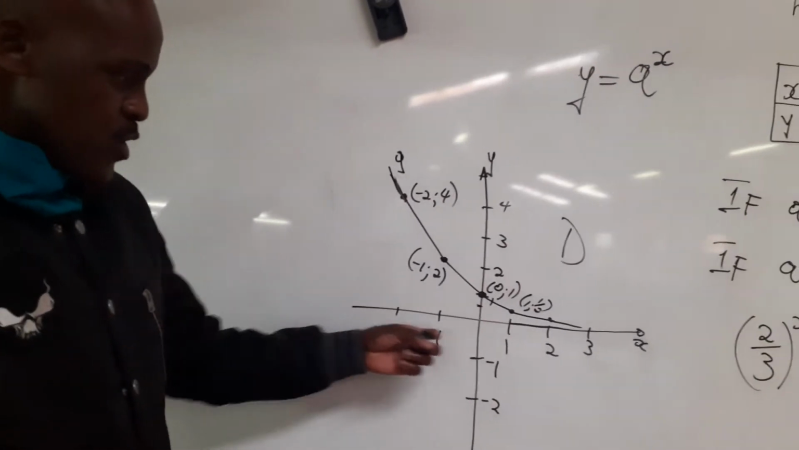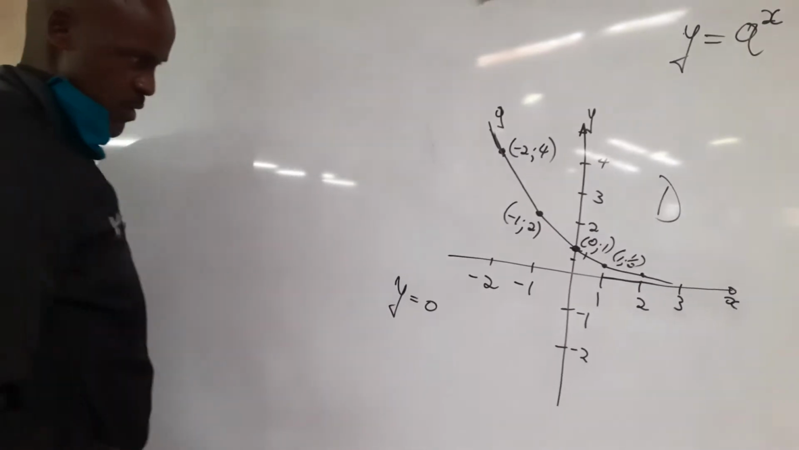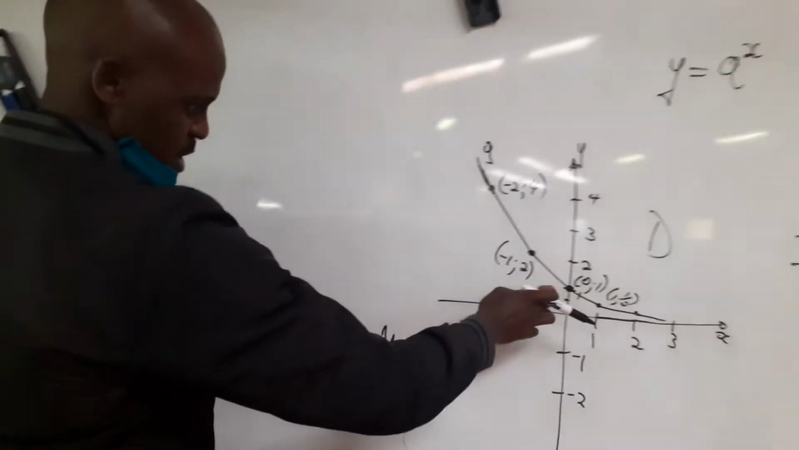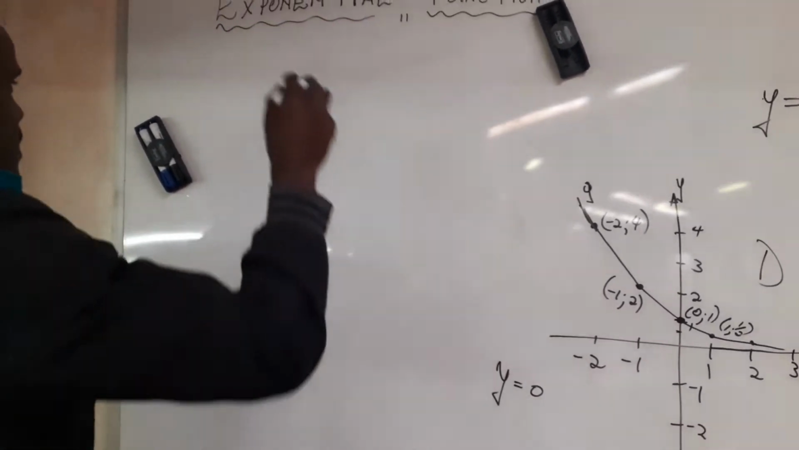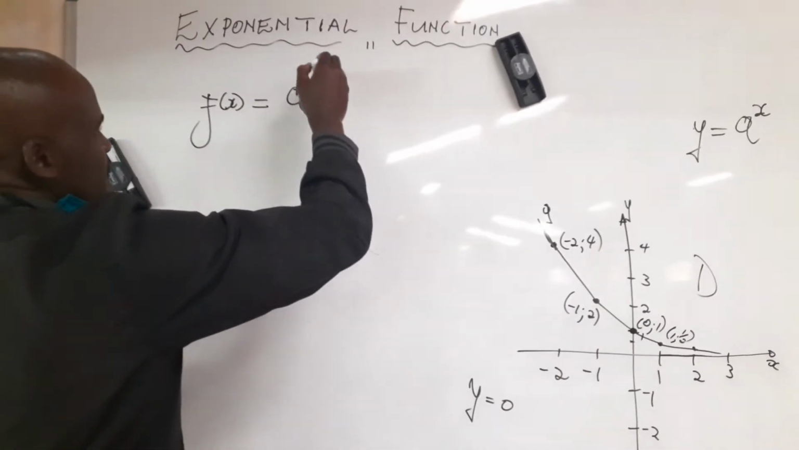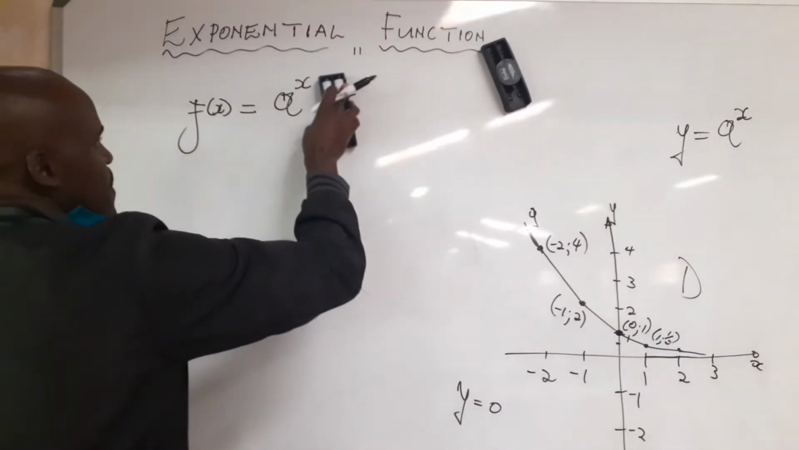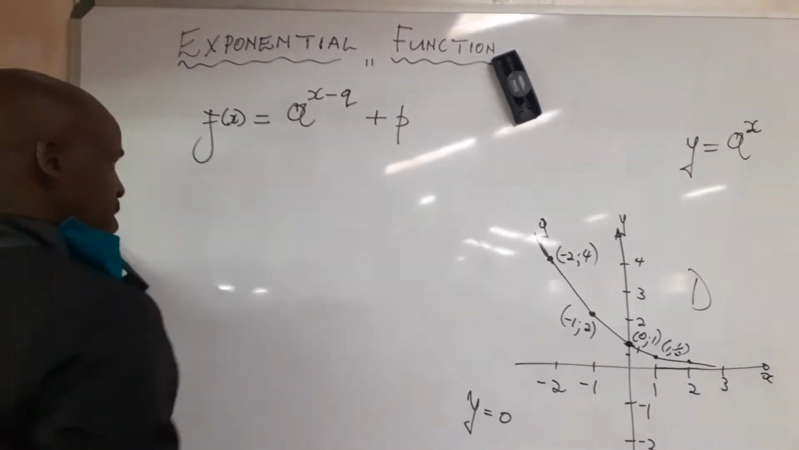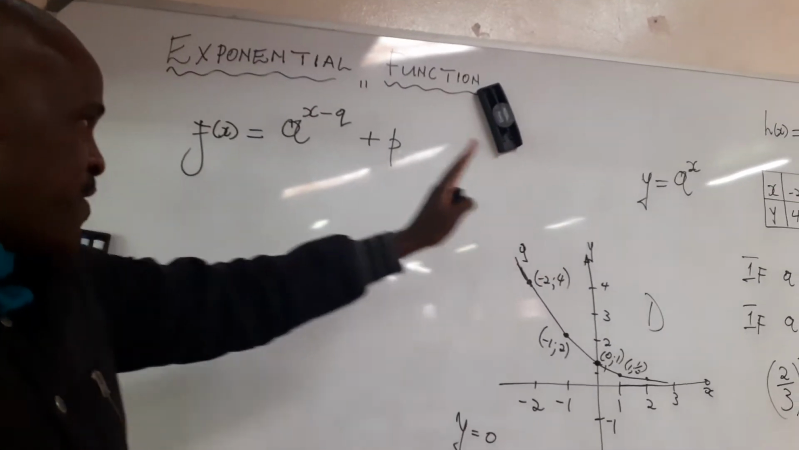Right, so we set our asymptote here. Our asymptote, which is a horizontal asymptote, is y equal to 0. Our y-intercept is 1. Now I want to shift this graph. If we are to shift it, it will look like a exponent x minus q, plus p. So you either move to the left or to the right.